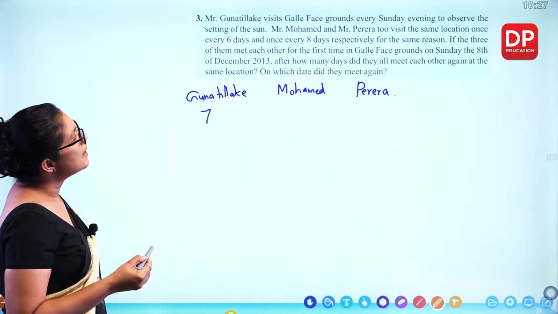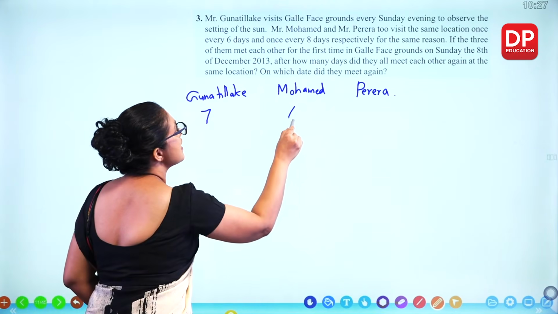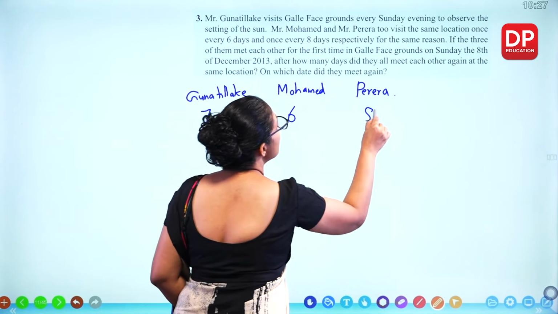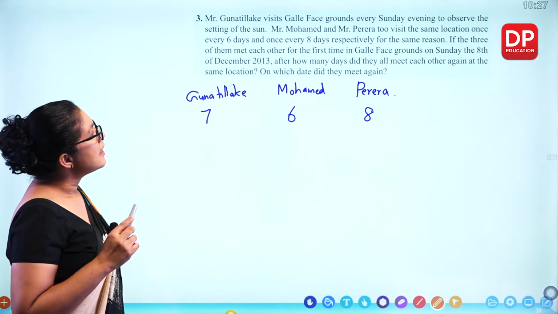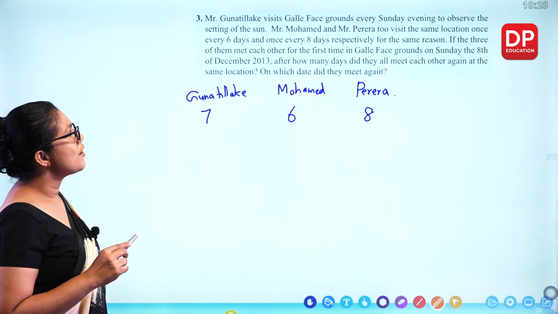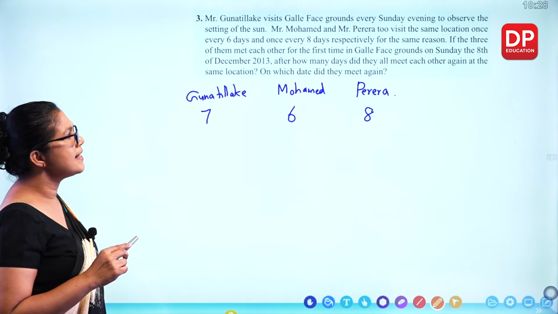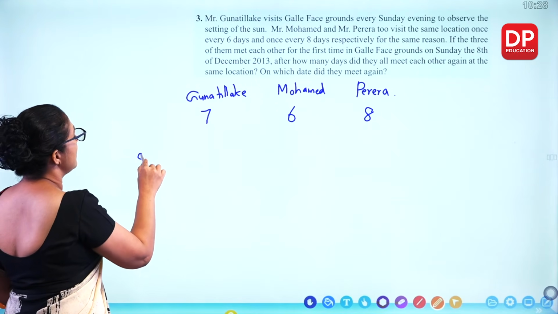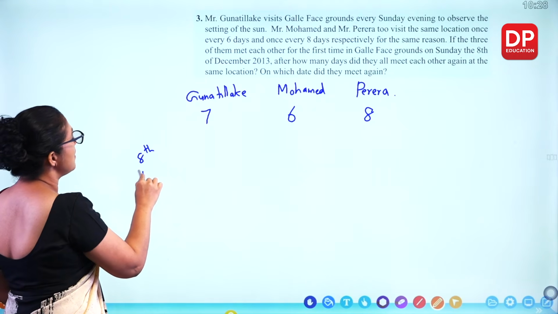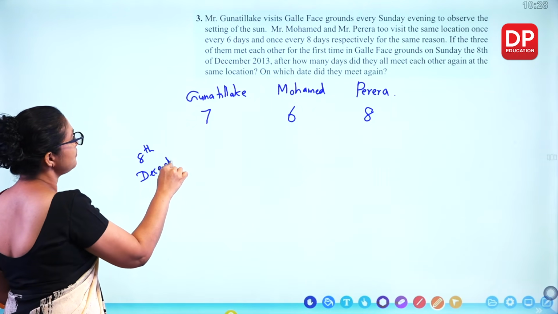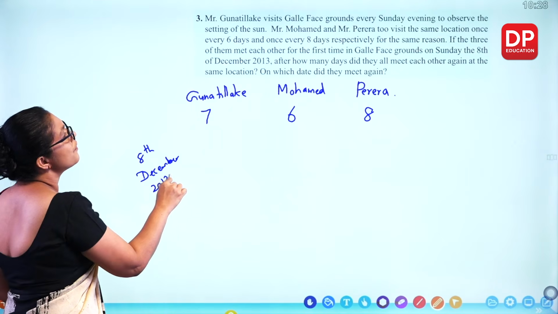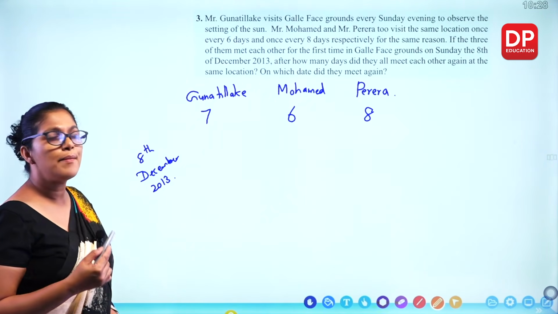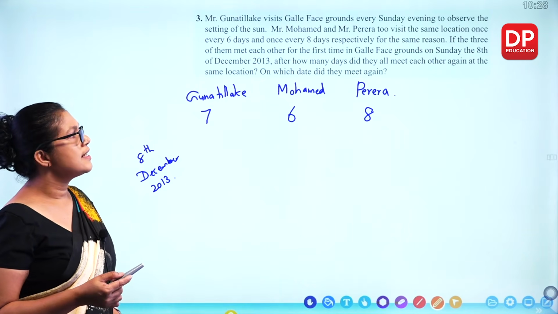What about Mr. Mohammed? Once every 6 days. What about Mr. Perera? Once every 8 days. If the three of them met each other for the first time in Golf Face grounds on Sunday, the 8th December 2013, after how many days did they all meet each other again at the same location? On which date did they meet again?